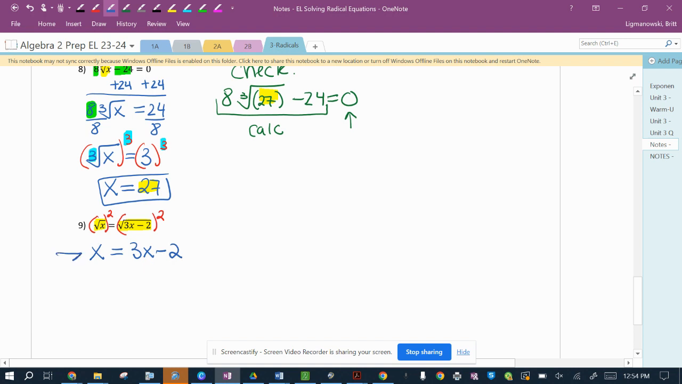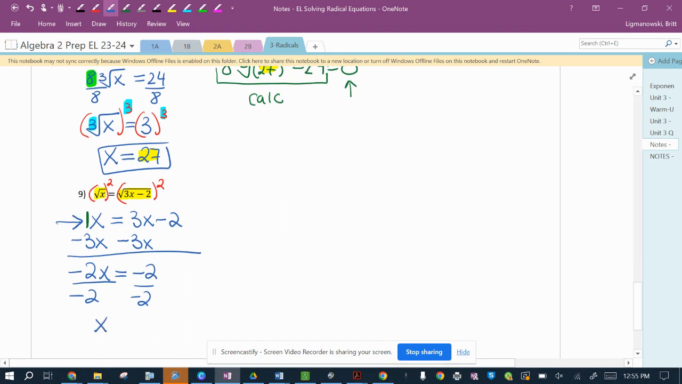So x is already alone on this side. So I'm going to subtract this 3x over. Remember, this is a 1x. So I'm going to do 1x minus 3x, so negative 2x. And it's going to equal negative 2. Then we'll divide by negative 2. And we'll get that x is 1. And then we want to check.